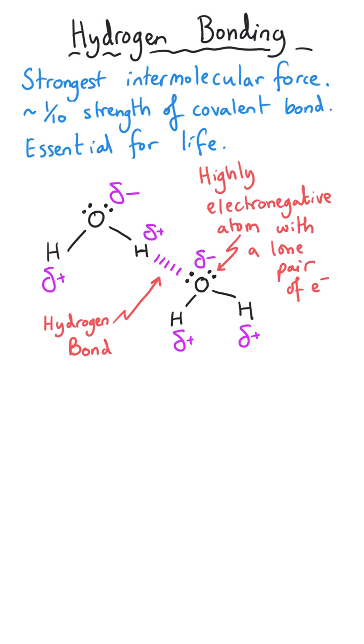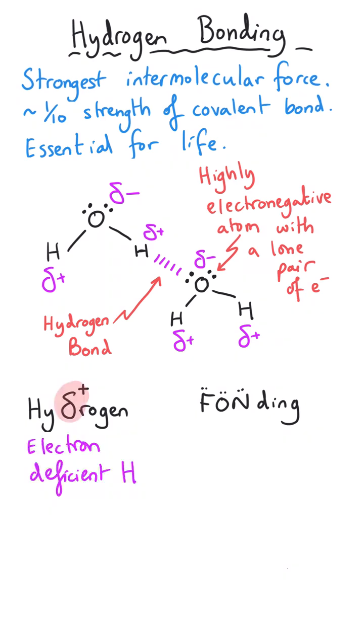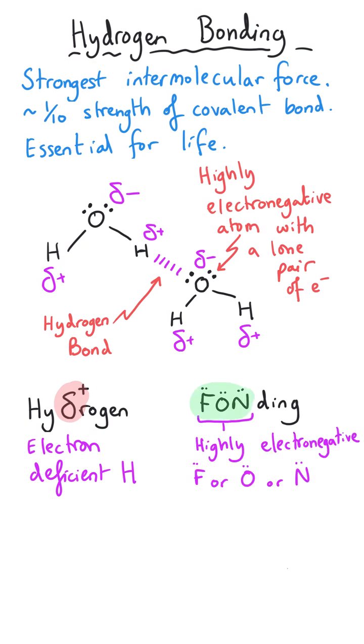And so in order for a hydrogen bond to occur, we need to have those two features within the molecules that are forming that hydrogen bond. As a result of that, I have a slightly silly way of remembering it. We need the hydrogen, which is electron deficient, and we need the highly electronegative fluorine or oxygen or nitrogen with its lone pair of electrons.